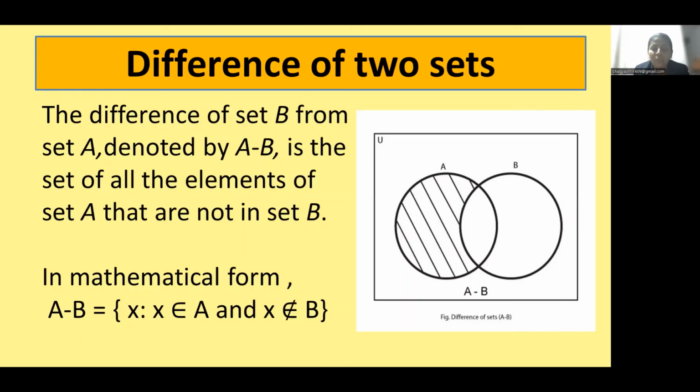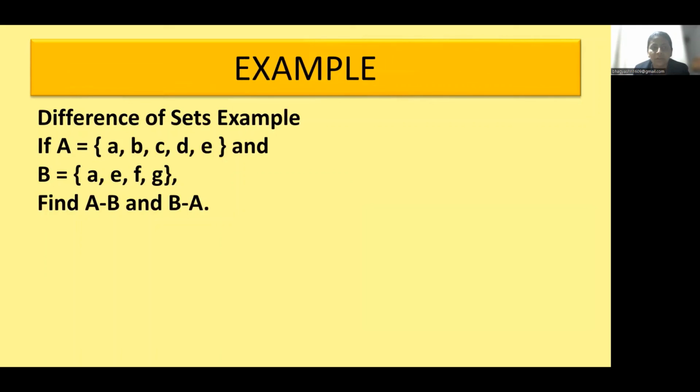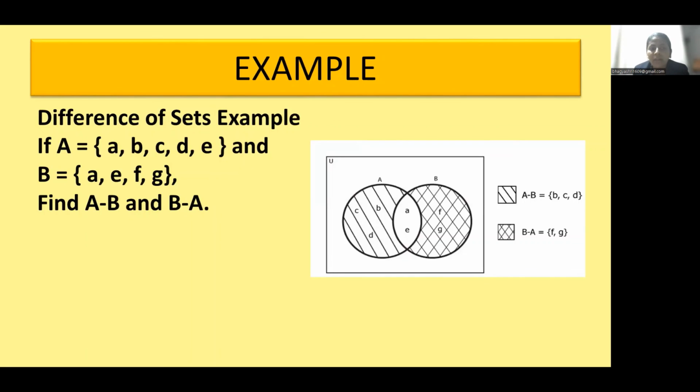In mathematical form, A minus B is the set of all x such that x belongs to A and x does not belong to B. Then there is an example of difference of sets. For example, if A is equal to {a, b, c, d, e} and B is equal to {a, e, f, g}, then find A minus B and B minus A.